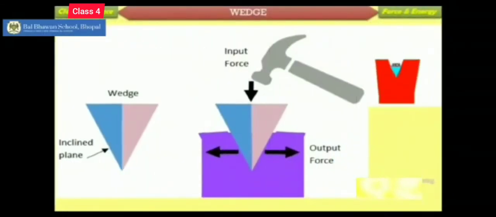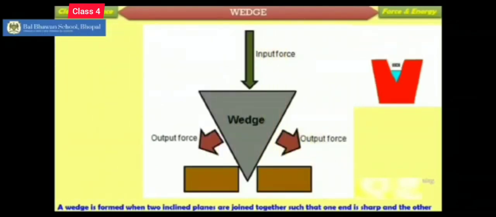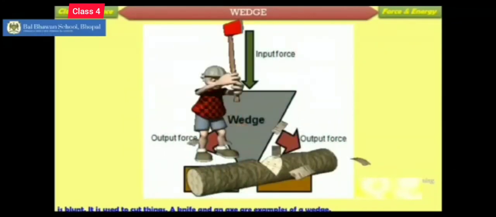Next simple machine is a wedge. A wedge is formed when two inclined planes are joined together such that one end is sharp and the other is blunt. It is used to cut things. Now you can see here, examples of wedge are a knife and an axe.